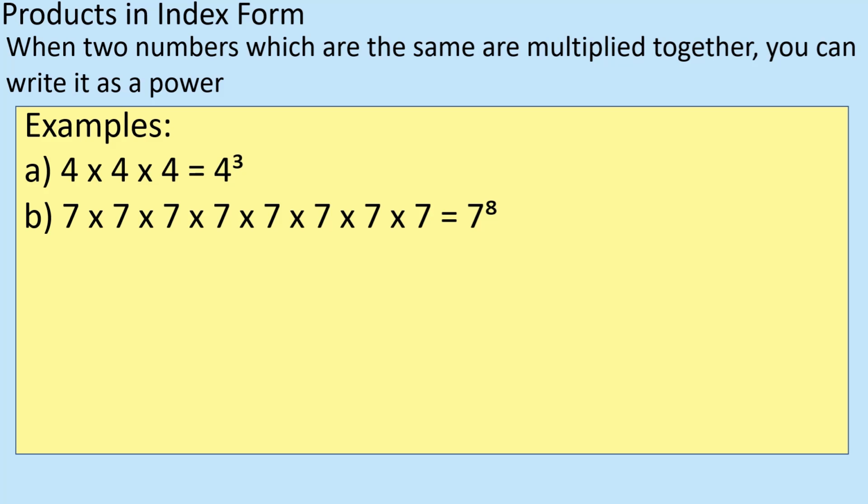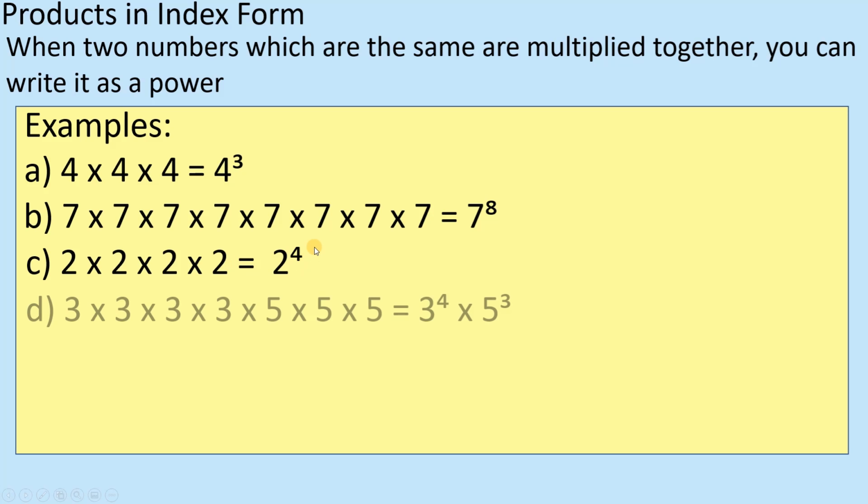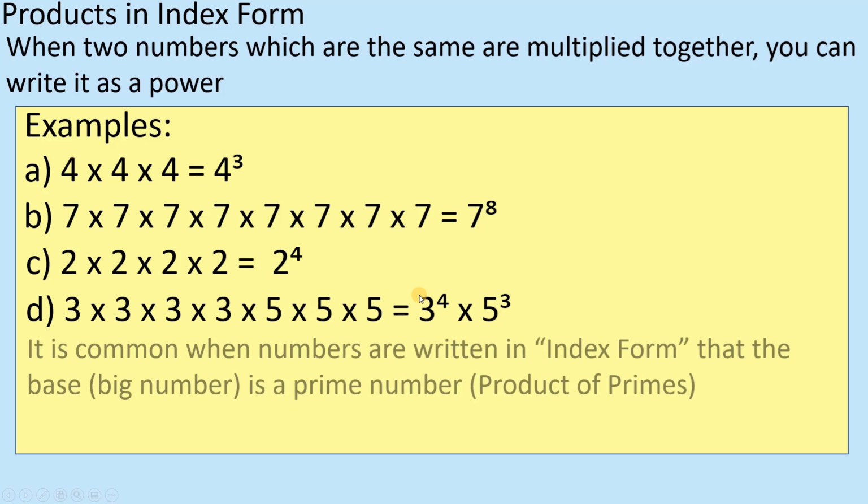Similarly, the longer it gets, the more relevant using it is. So 7 times 7 times 7 times 7 times 7 times 7 times 7 times 7 is 7 to the power 8. And then over here, there's going to be 4 there, so 2 to the power 4. And if you've got different ones, we can't bring them together, so we have to leave them separate. So you've got 3 to the power 4 and 5 cubed, hence written like so.